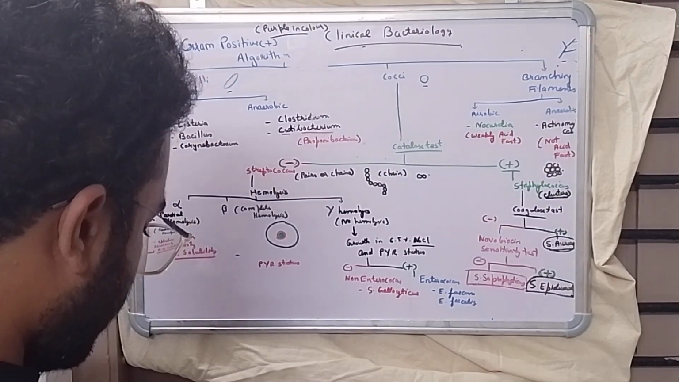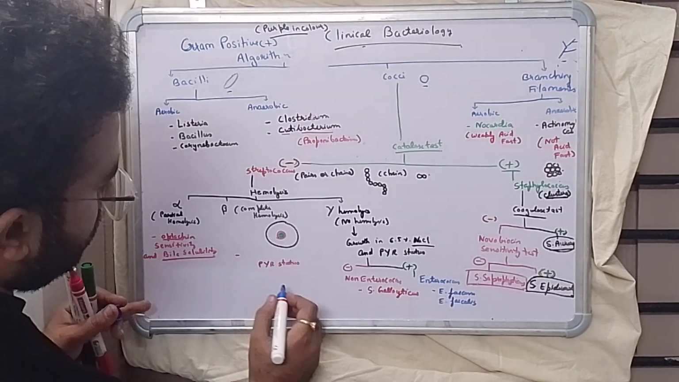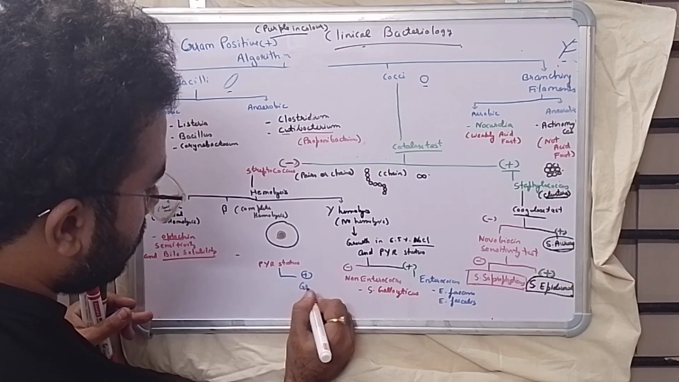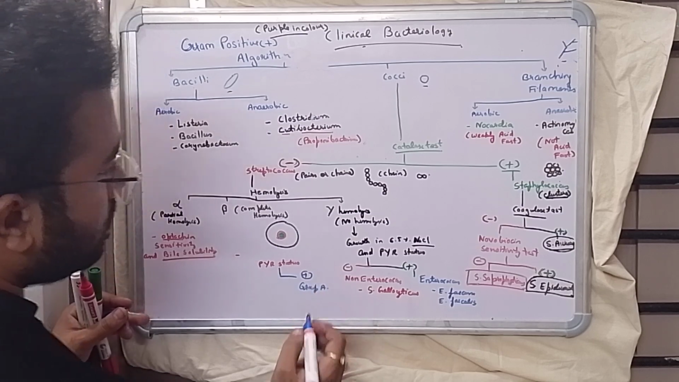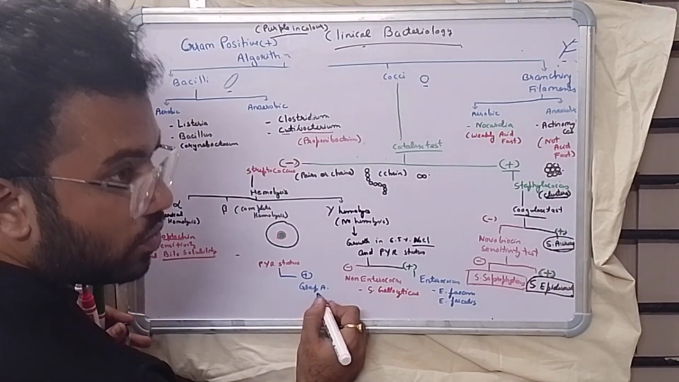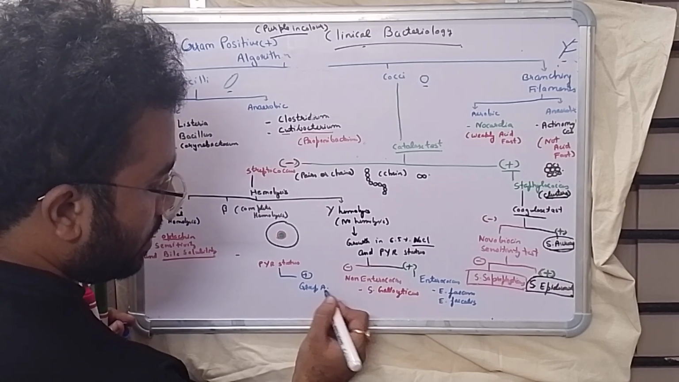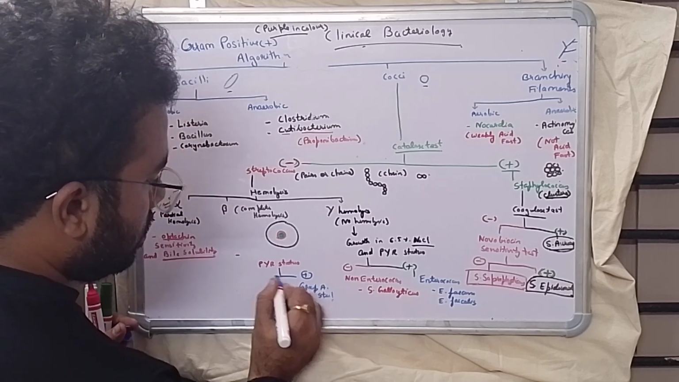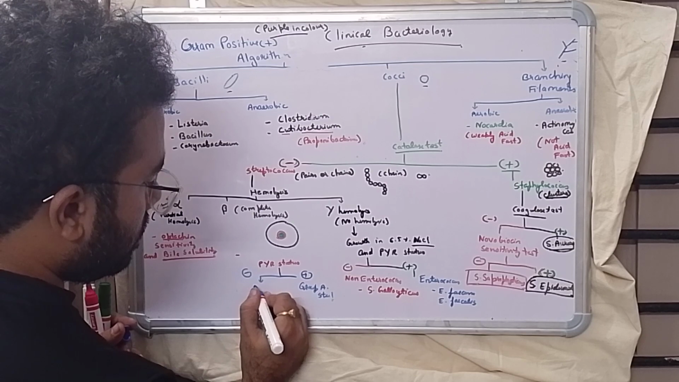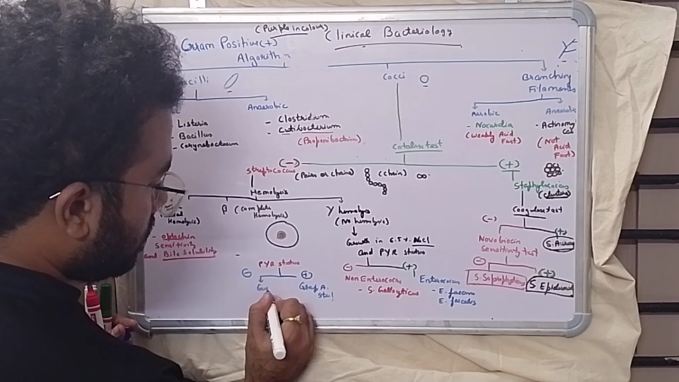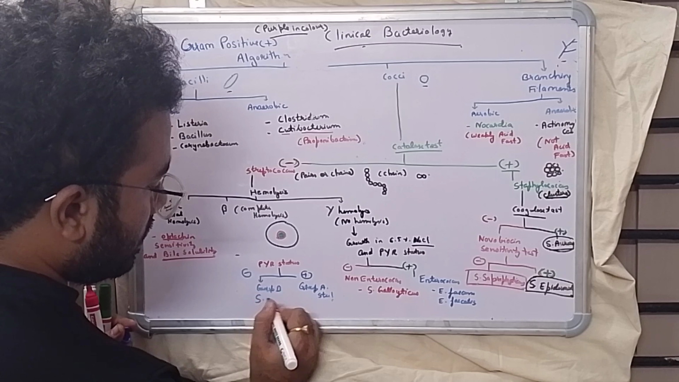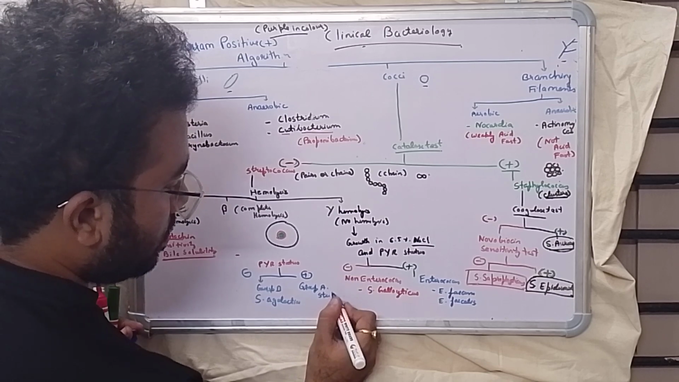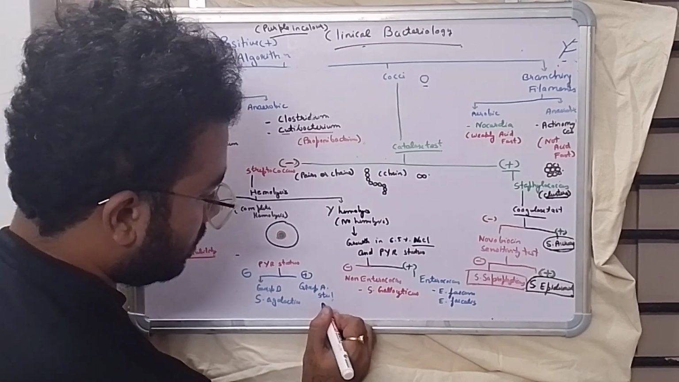The examples of the bacteria will be, if it's PYR positive, group A streptococci. This is S. pyogenes, group A streptococci. If it will be negative, then it's group B, S. agalactiae.